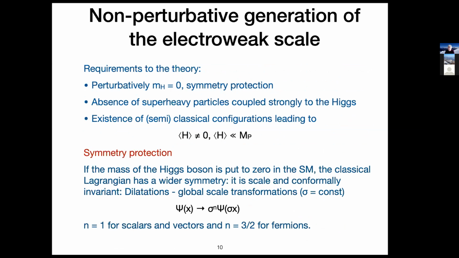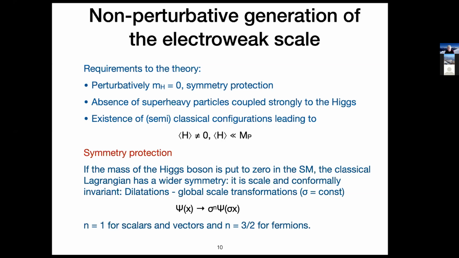Okay, so for this non-perturbative mechanism to work, of course, the theory should satisfy quite a number of different requirements. So first of all, if you talk about non-perturbative effects, then perturbatively, the Higgs mass must be equal to 0. If it's not equal to 0, then any non-perturbative contribution suppressed by the tunneling exponent will be smaller than the perturbative contribution. So we should have a theory in which, in all orders of perturbation theory, the mass of the Higgs boson is equal to 0.